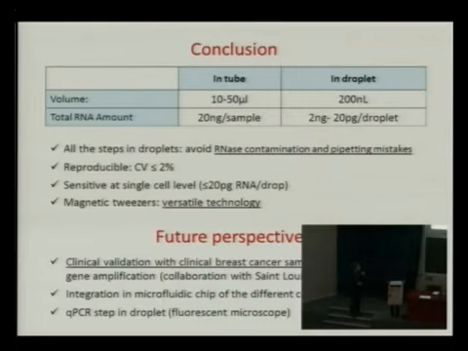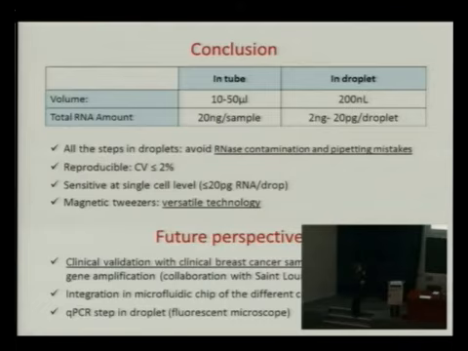As I showed you, we are sensitive at single cell level, and from the technological point of view, we think that this magnetic tweezer can really be a versatile technology in order to introduce a solid state inside of droplets. That is something a bit new for droplet microfluidics, to manipulate especially magnetic beads.